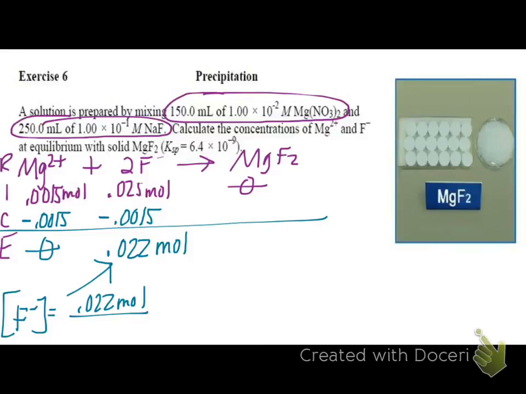So we have the number of moles divided by the new volume, which is going to be 400, so 0.4 liters. So our new molarity is 0.055. And that's just for the fluorine, because at this point we have no magnesium solution, or magnesium ions. So now we can go to the next RICE table. So here we go. I'm going to erase this, so if you don't have all this written down, pause it real quick before I erase it.